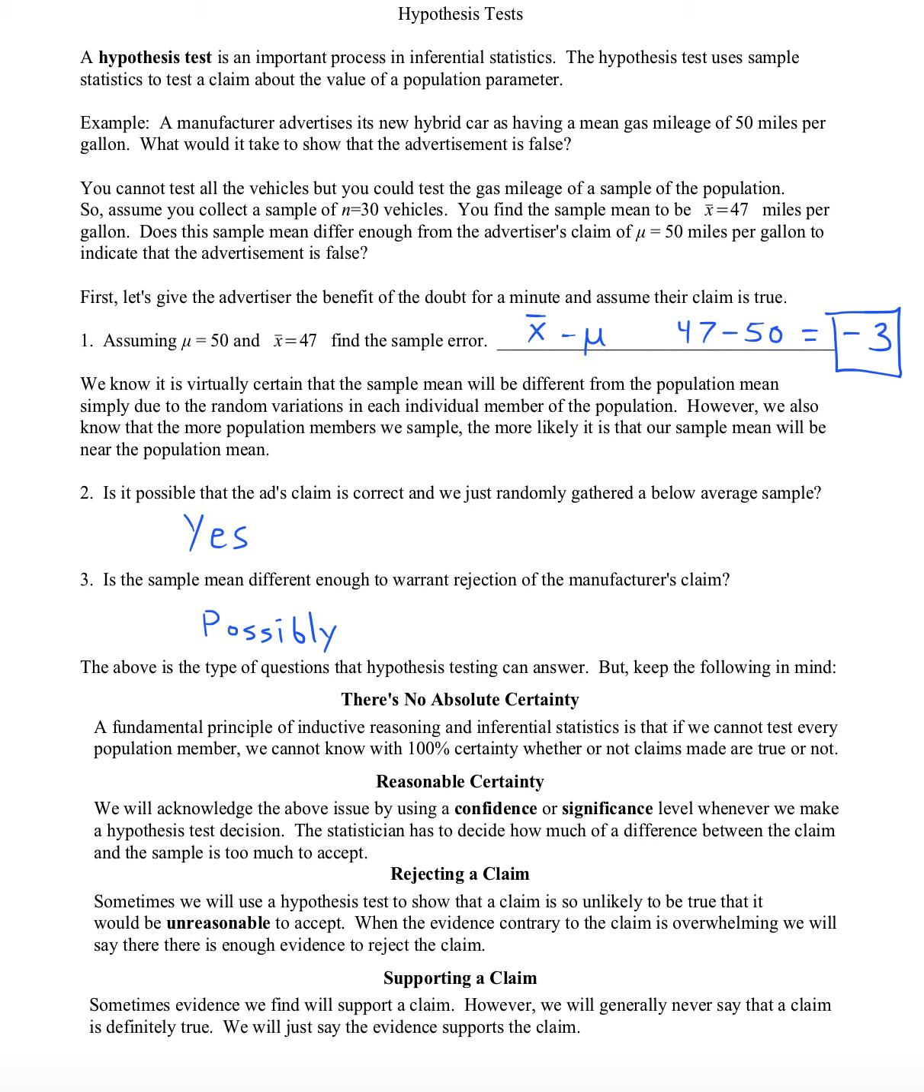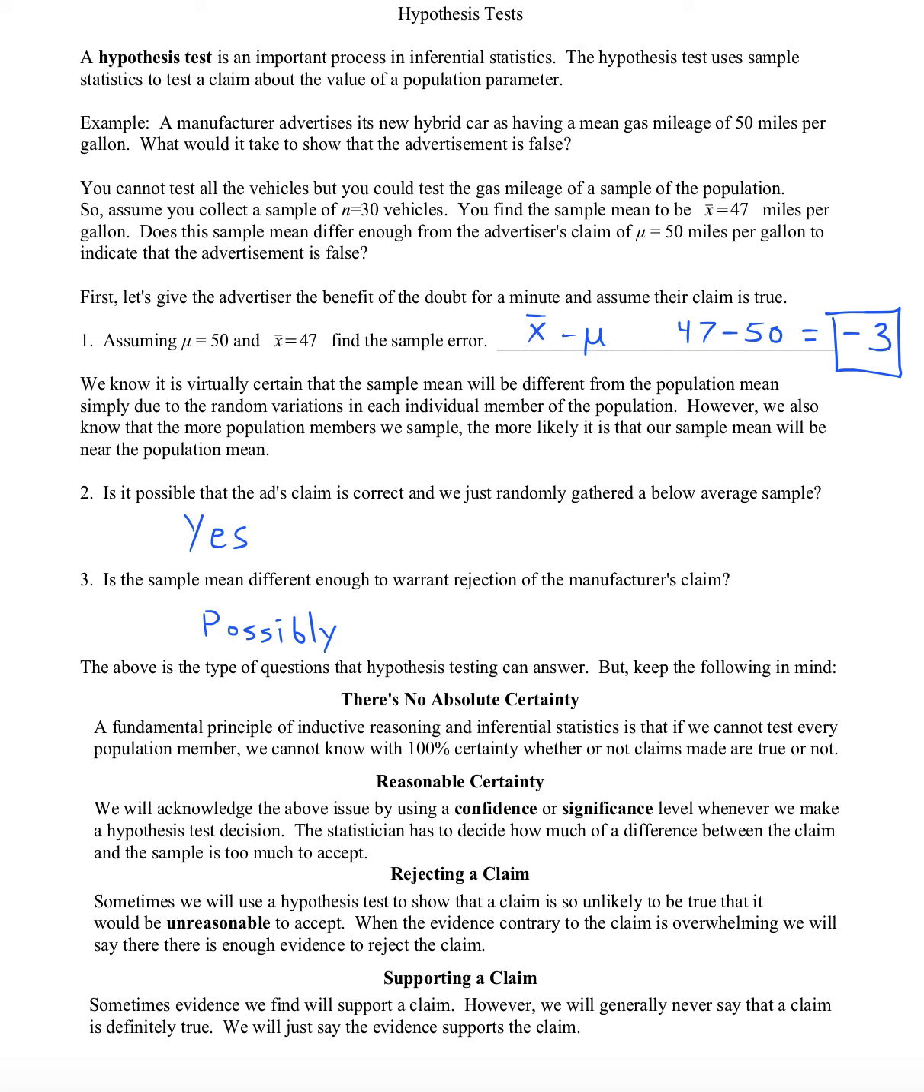But we have to keep the following principles in mind. There's never any absolute certainty when it comes to this type of investigation. A fundamental principle of inductive reasoning in inferential statistics is that if we cannot test every population member, we'll never really know with 100% certainty whether or not claims made are true or not. We can, however, have reasonable certainty, and we'll acknowledge the above issue by having a level of confidence or a level of significance whenever we make a hypothesis test decision.